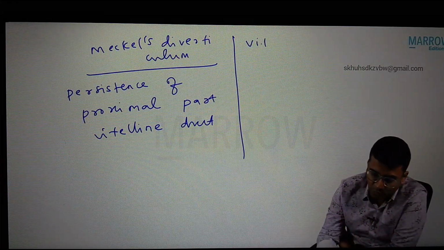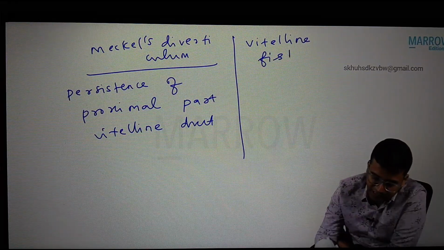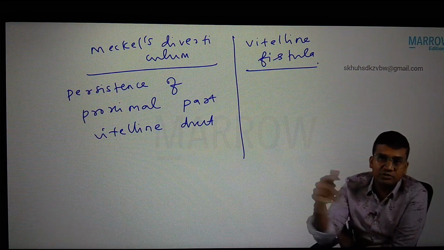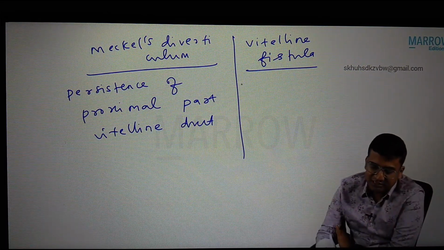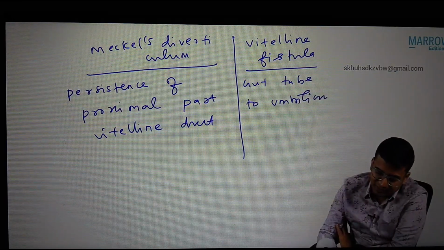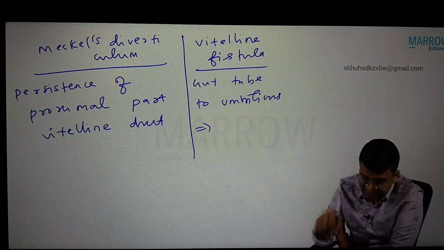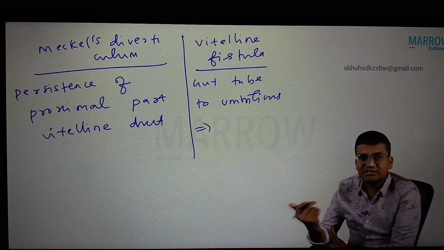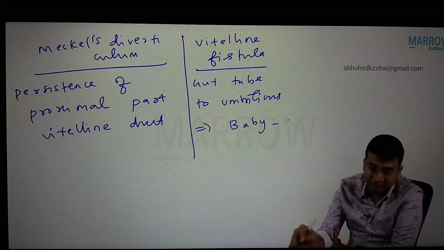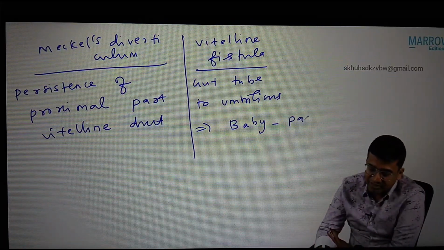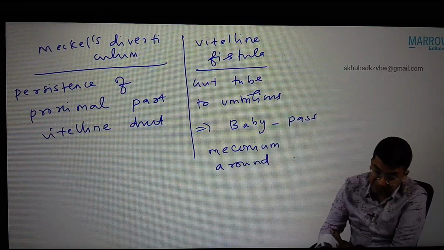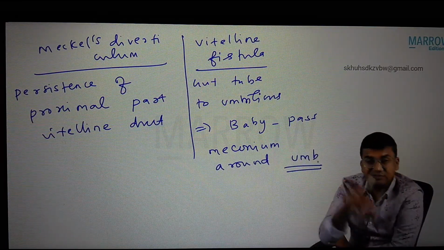Again, in some scenarios, the entire vitelline duct remains persistent, and that condition is called vitelline fistula. In the vitelline fistula, the entire duct is persisting, communicating the gut tube to the umbilicus. So we have a communication from the midgut tube to the umbilicus. In this condition, the baby will be passing meconium around the umbilicus. This is very important, a recent FMGE question.